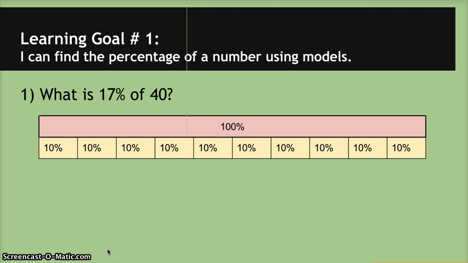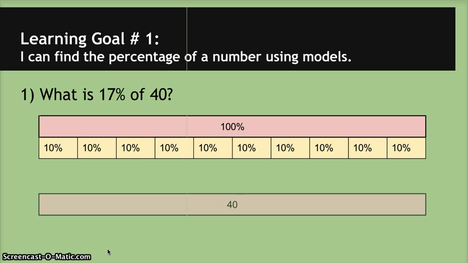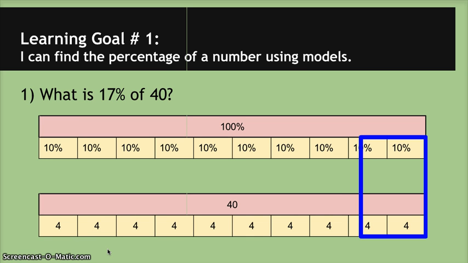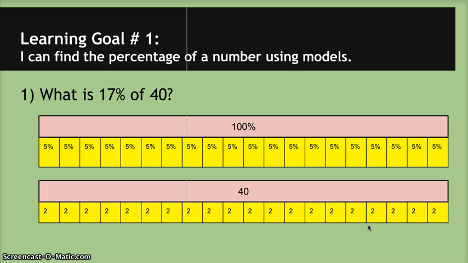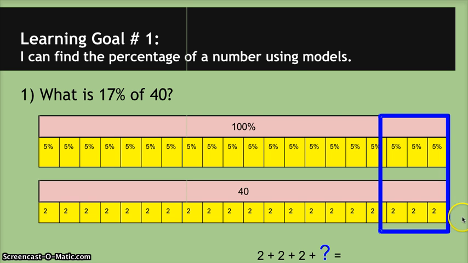We had a problem in a previous video that looked at 17% of 40, and we were trying to use models. Unfortunately, we weren't able to get an exact number. We knew that it would be 4 plus some part of 4. So we tried a different model, and we again struggled. It would be 2 plus 2, 6 and something.